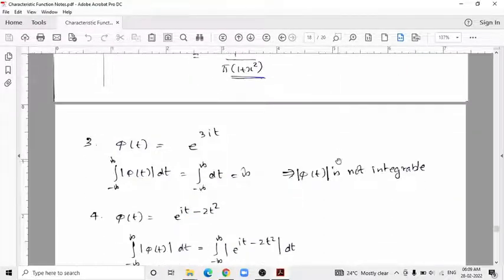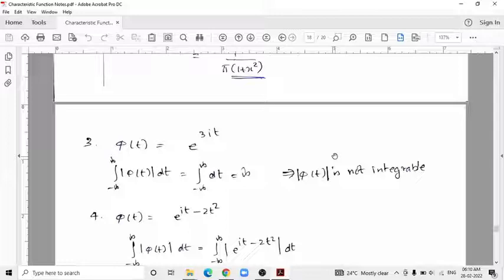Then this is an example where modulus phi t is not integrable, and therefore we cannot find the density function corresponding to this characteristic function. This is a characteristic function because it has all the properties of a characteristic function, like phi 0 equal to 1, then uniformly continuous, all the properties. But this characteristic function is not invertible.